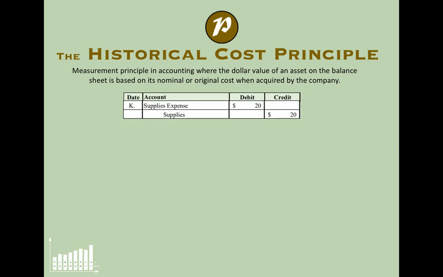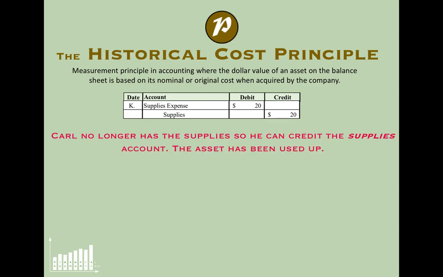So let's look at the supplies expense problem, right? When we recorded the use of supplies, we debited supplies expense and credited supplies because Carl no longer has the supplies. So he can credit the supplies account. The asset has actually been used up. So the historical cost of the supplies that he has, right, has changed.